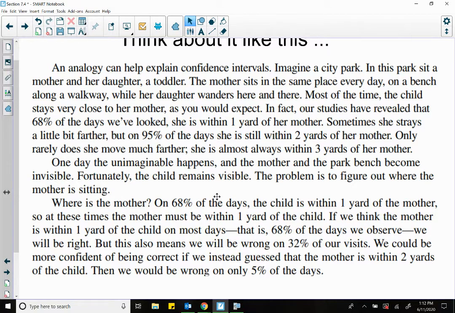The beginning of the interval and the end of the interval, that's like the distance the child has run away from the mother, on either side. And then somewhere in there is mom on the bench. That's a confidence interval. I love this analogy because it gives you an idea of that, and it also illustrates things that we already know.